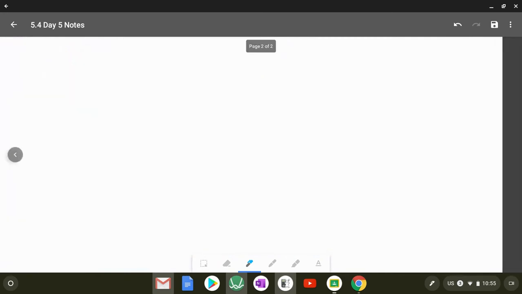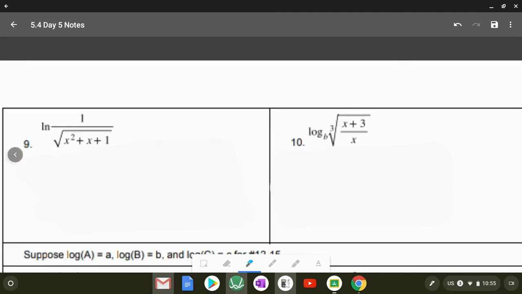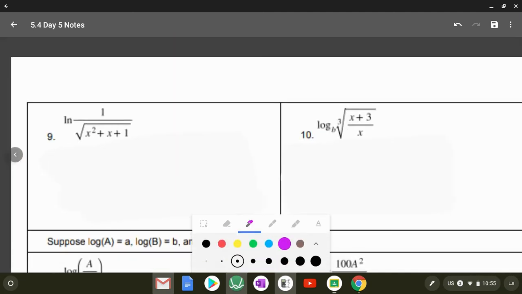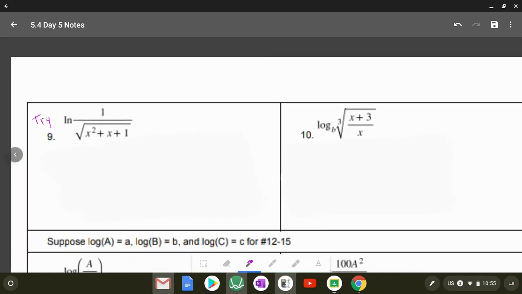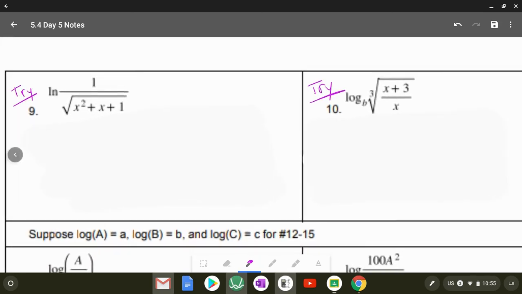On the back page, what I want you guys to do is go ahead and try numbers 9 and 10. And then when you're done trying them, go ahead and unpause the video and I'll walk you guys through the answers and the work.